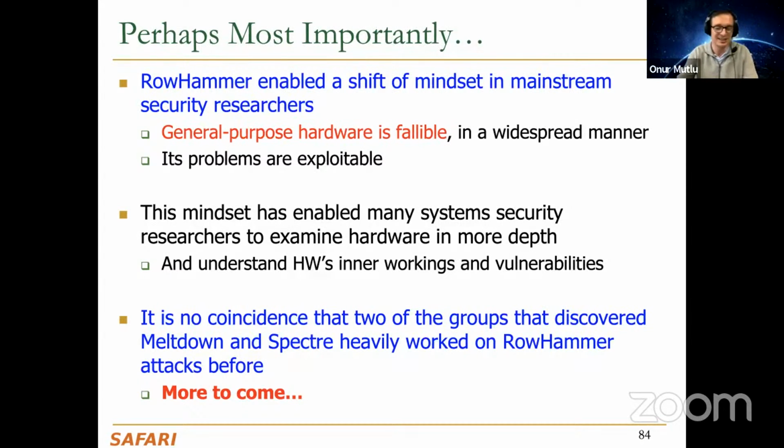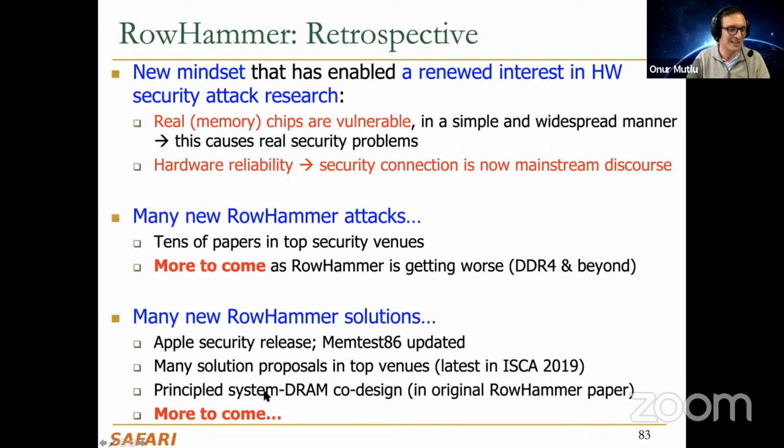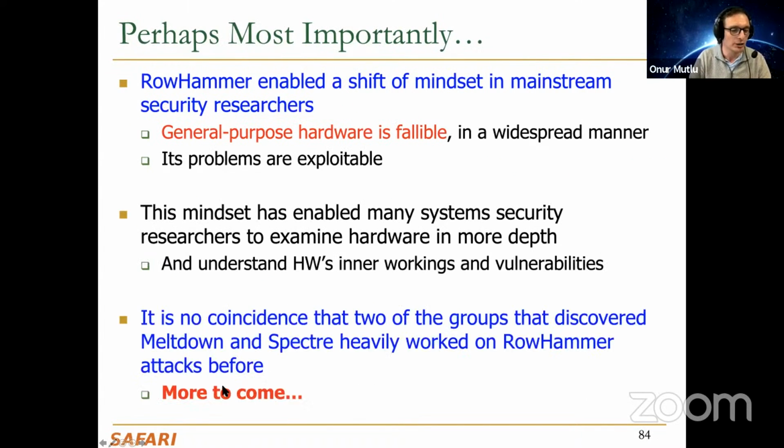In fact, we've seen it. This slide I prepared actually 2 or 3 years ago. I think it was 3 years ago I prepared the slide. And since I wrote the slide, all of these more-to-comes have been correct. So basically, I predicted the future correctly. There were more RowHammer attacks. There were more RowHammer solutions. And there were more microarchitectural attacks inspired by Meltdown and Spectre, which were inspired by RowHammer before.